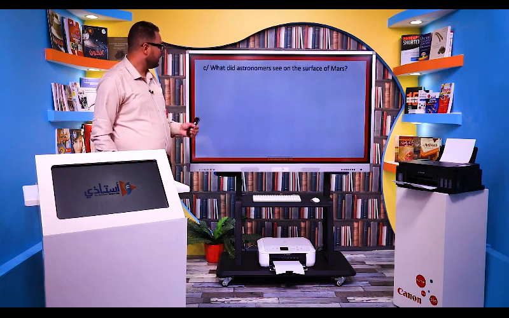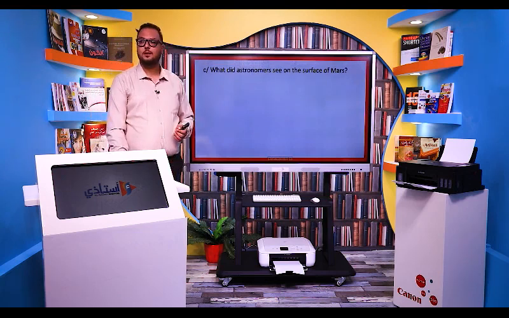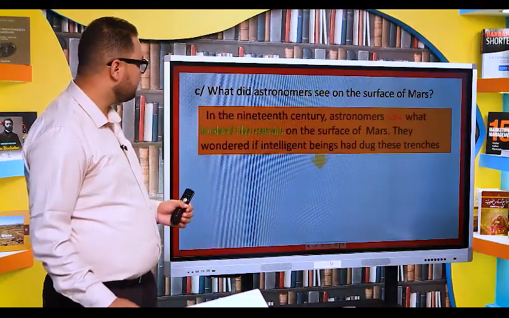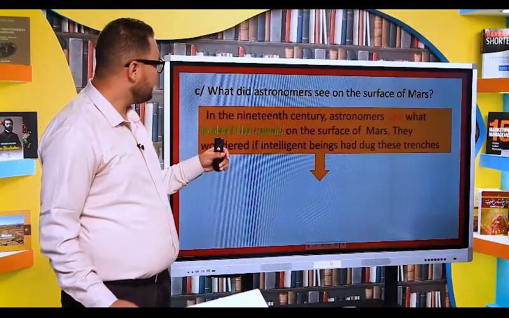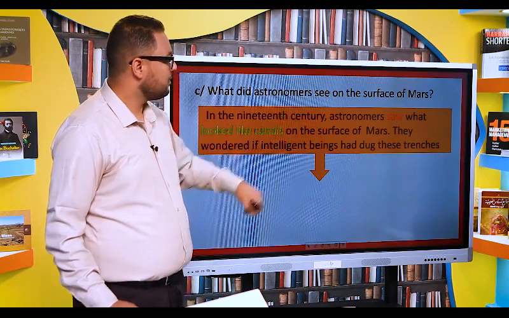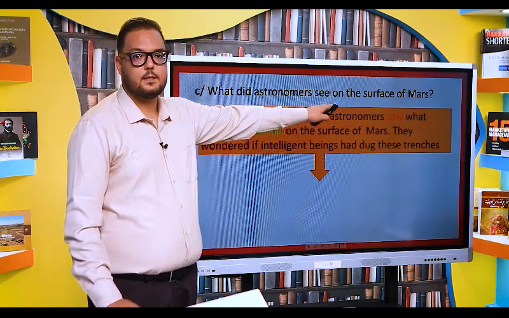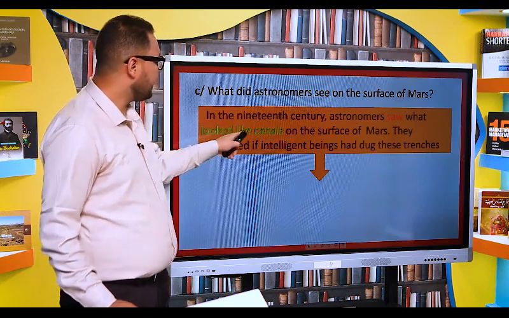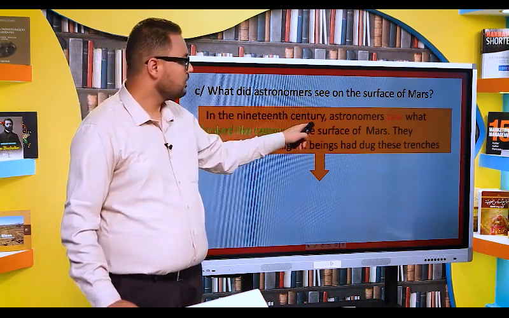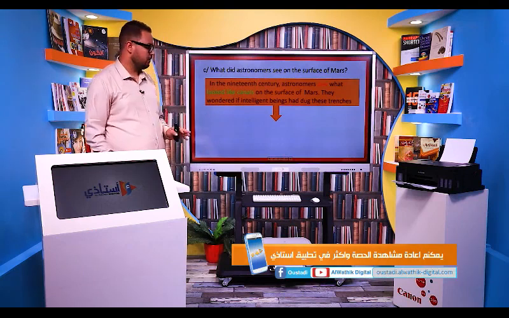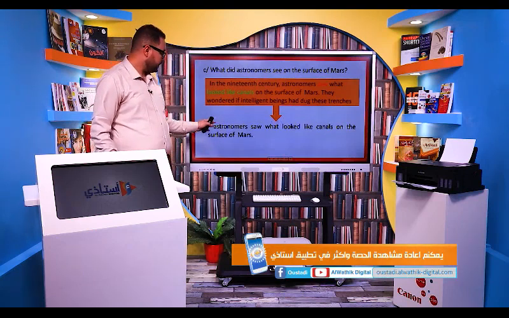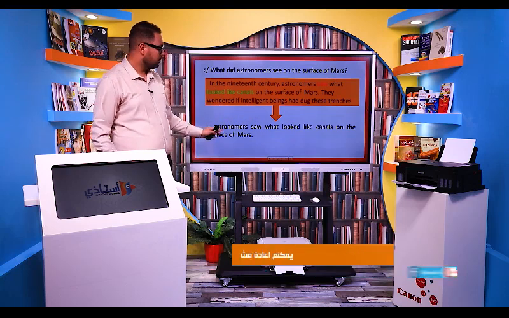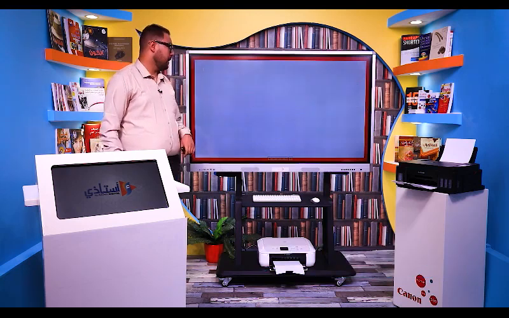The question C now: what did astronomers see on the surface of Mars? When we go back to the text, we see in the 19th century astronomers saw, which is the past simple of the verb to see, what looked like canals on the surface of Mars. So the answer here is astronomers saw what looked like canals on the surface of Mars.